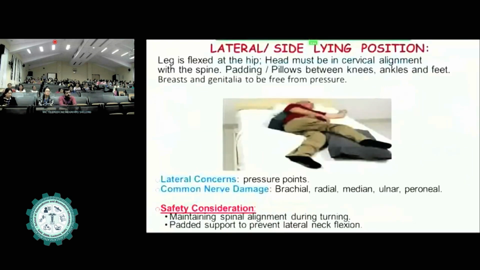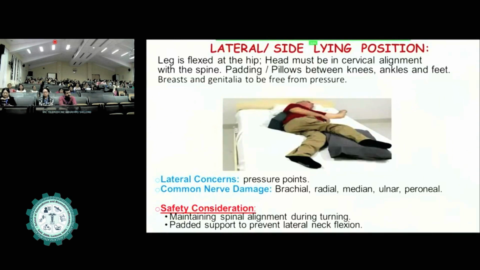The next very common position used in palliative care is the lateral or side-lying position. Here the leg is flexed at the hip and the head must be in cervical alignment with the spine. Padding or pillows can be kept in between the knees, ankles and feet, and the breast and the genitalia should be free from pressure. In this position, the coccyx is also free from pressure.